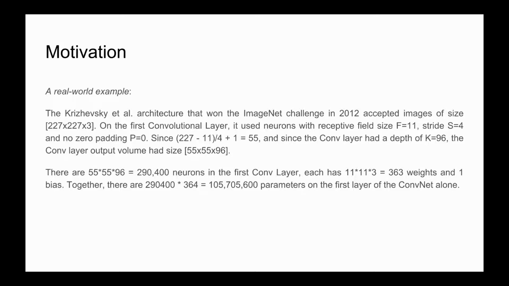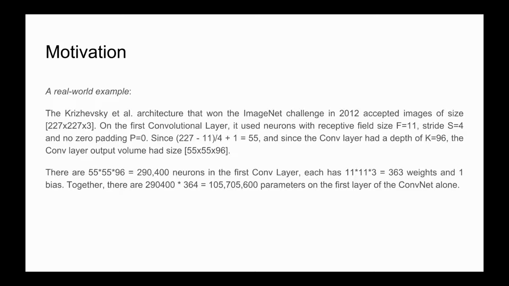We can look at one real-world example. The architecture given by Krizhevsky accepts images of size 227 × 227 × 3. On the first convolutional layer, it uses neurons with receptive field size 11, stride equal to 4, and no zero padding. So we can do the calculation using one dimension of the image: 227 minus the receptive field size 11, and then divided by the stride 4, plus 1, we'll get 55.